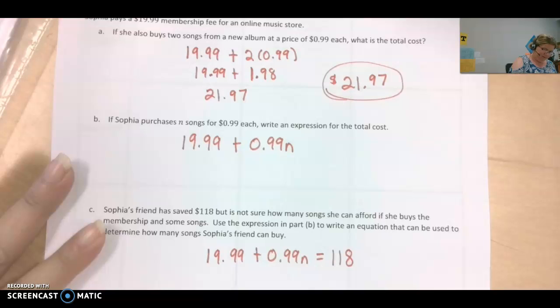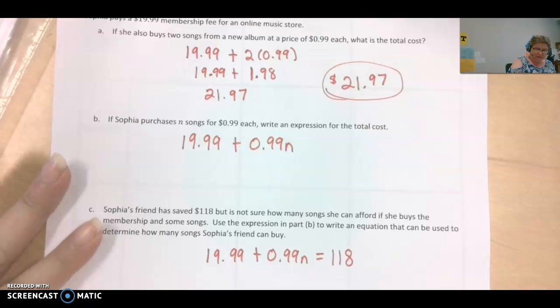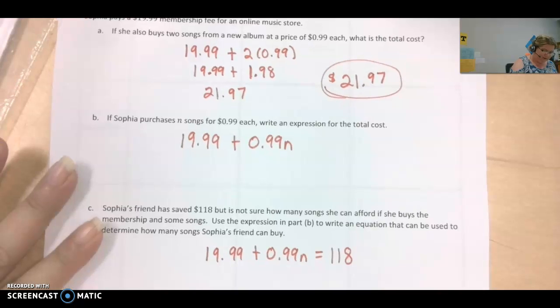That turns out to be $99.99 for a total of $119.98. That's more than this. That is not equal to, so that's going to be no. I can't buy 101 songs because that would be more money than I have. So let's try 100 songs.